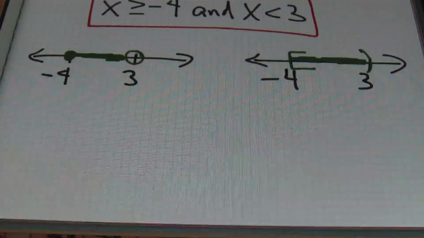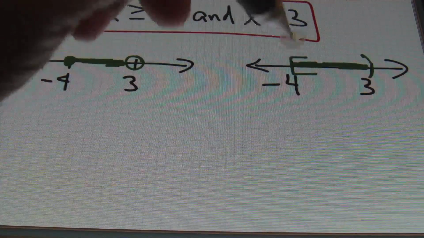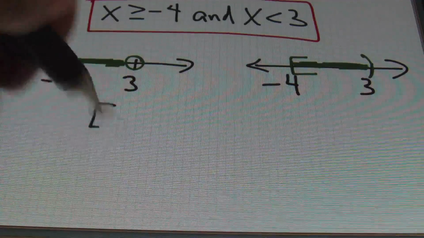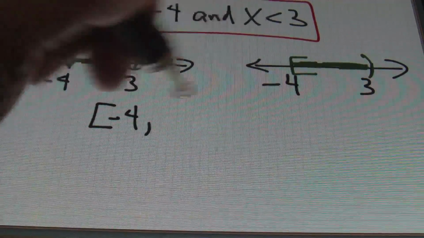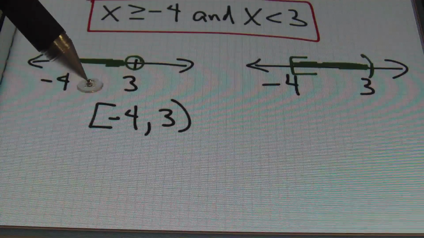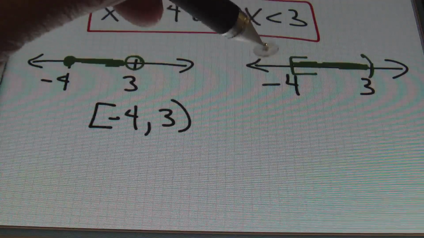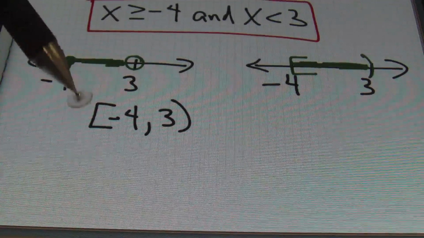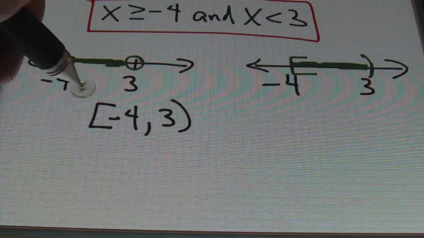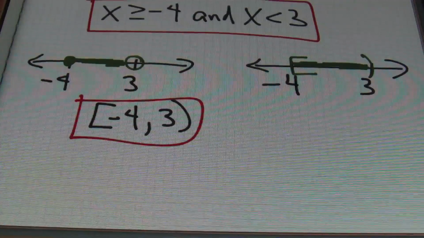Continuing on, let's look at that interval notation, shall we? Remember, it's a representation of this version of the line graph. So I will be starting with a bracket, -4, comma, 3, close with parentheses. You always start with the lowest number to the highest number, and you keep those same symbols that you had in your number line. That's interval notation. Got a red box around it.